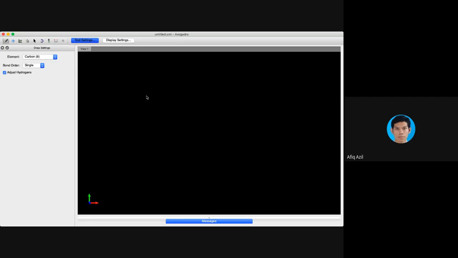Okay, so for now, just watch how to draw. When I put a carbon over here, when you are using Avogadro, it immediately comes with hydrogen. But when you are using WebMO, I think you have to draw the hydrogen individually.